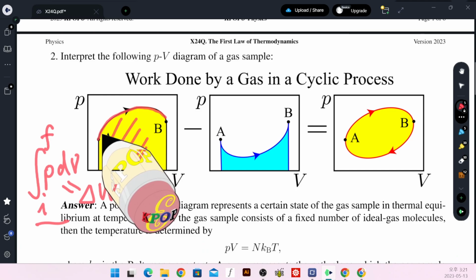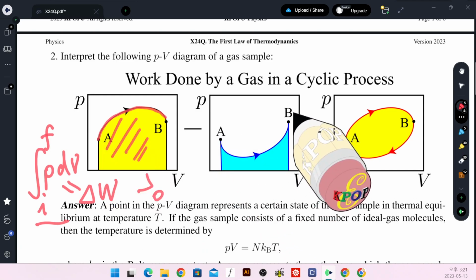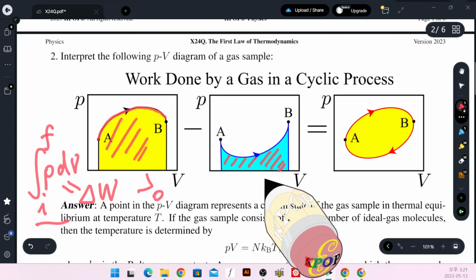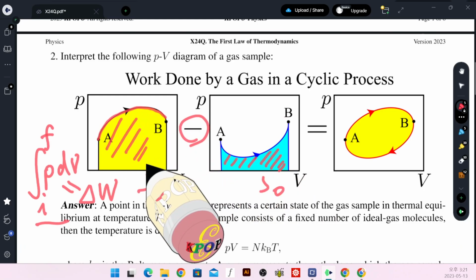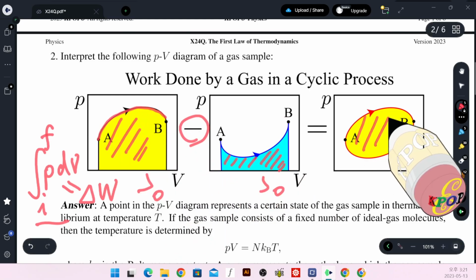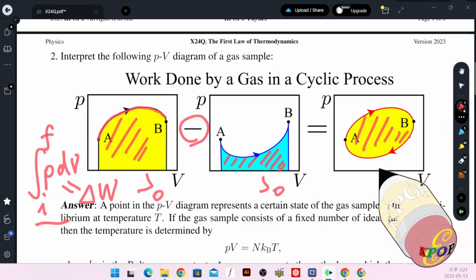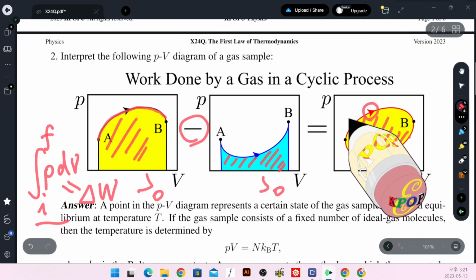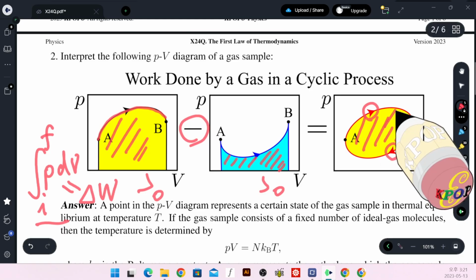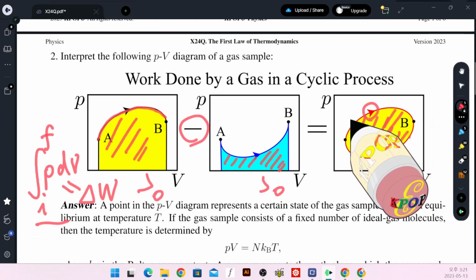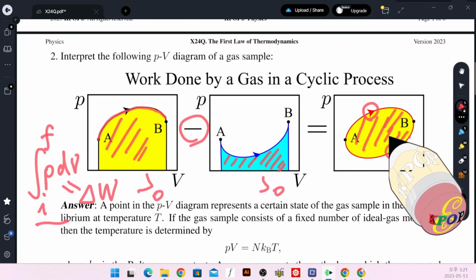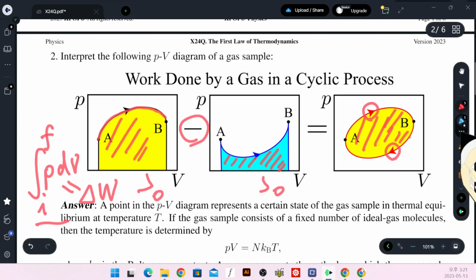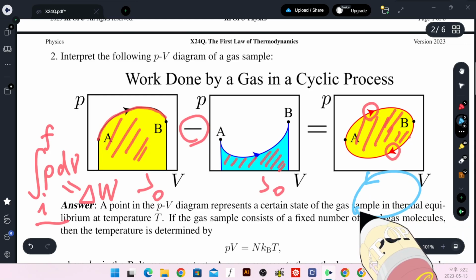In addition, if we choose a different path from A to B, then we will have this area, and this is positive too. If you subtract this amount from this, then we find the area of the enclosed region. Therefore, in a cyclic process, the area is positive if the orientation of the transition is counterclockwise. If the orientation is opposite, then this big magnitude has the negative sign.